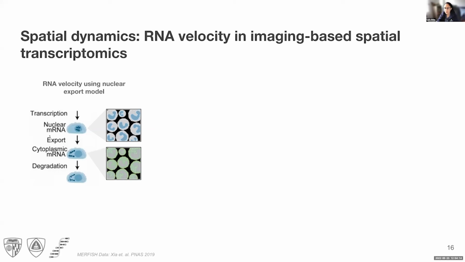Here, instead of modeling RNA splicing dynamics to infer expression dynamics, we model RNA nuclear export. Cytoplasmic and nuclear RNA are analogous to the spliced and unspliced RNA in our previous model. In a similar way, if you have more nuclear RNA for a specific gene than what you might expect at steady state, you can infer that a gene is being upregulated. And if you have more cytoplasmic RNA than what you would expect, you can infer that that gene is being downregulated.